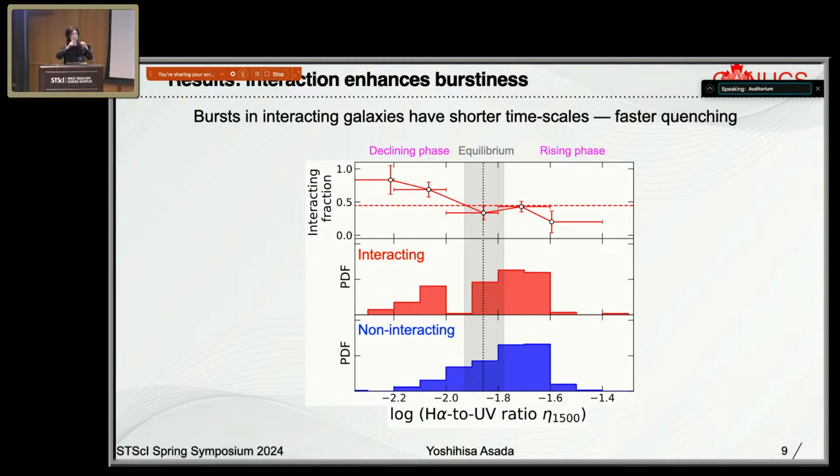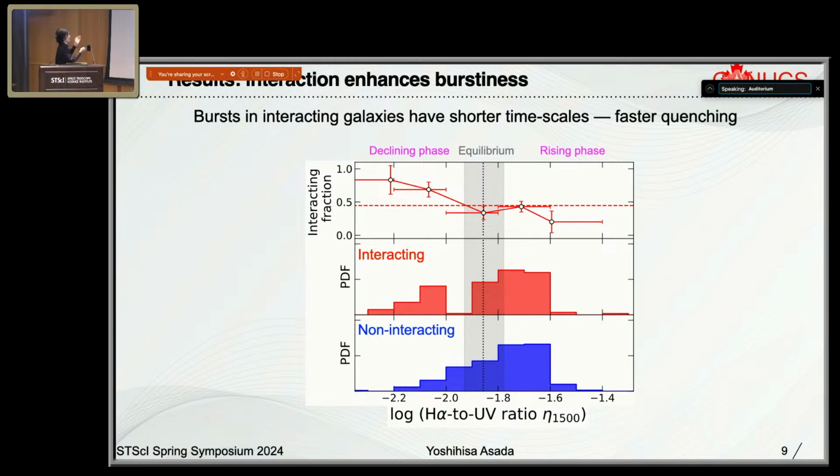To do that, we divide our sample into two different subsamples: the interacting galaxies and the non-interacting galaxies, based on the separation from the nearest neighbor. Here's a plot. The top panel is the H alpha to UV ratio distribution of the interacting galaxies, and the bottom one is the non-interacting galaxies. You can see that in the interacting galaxies, there's a clear population that has a very low H alpha to UV ratio, which cannot be seen in the non-interacting galaxies.